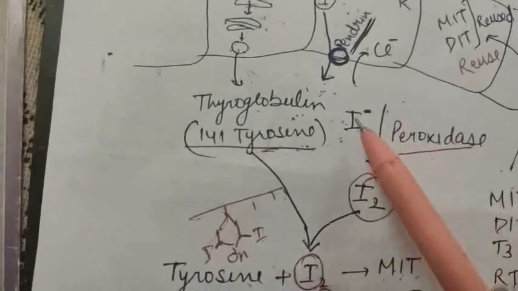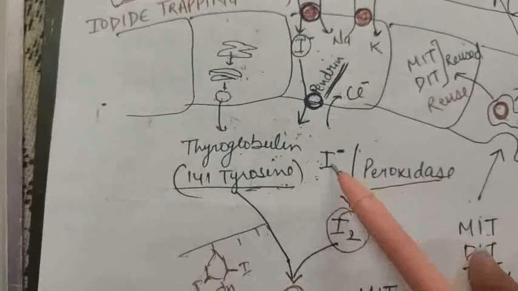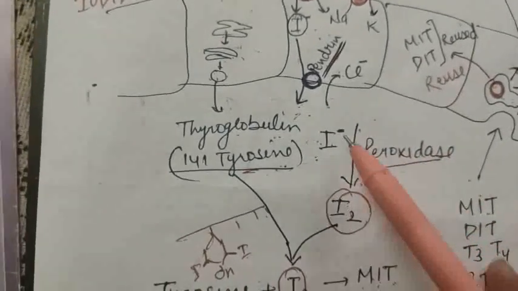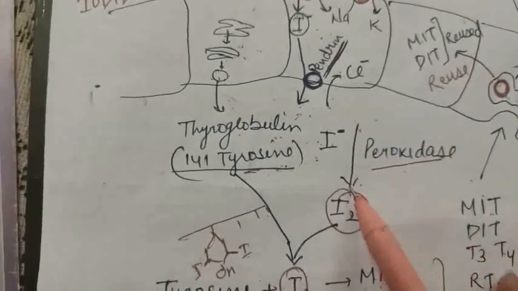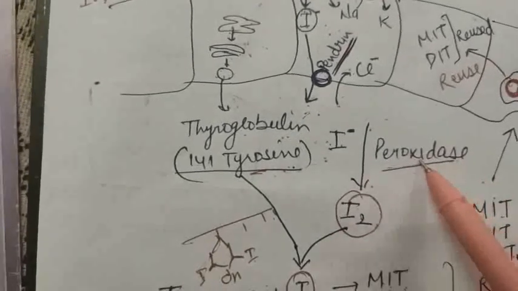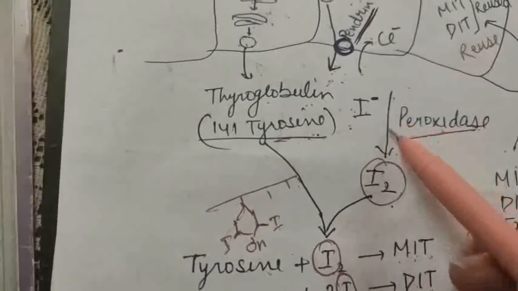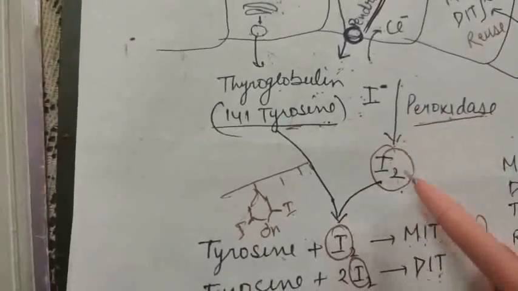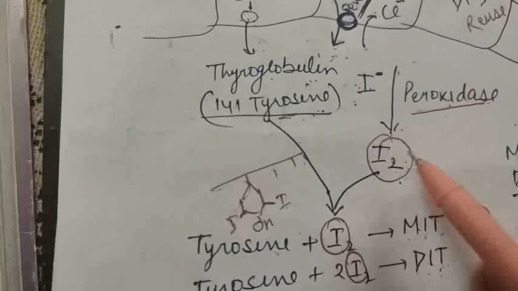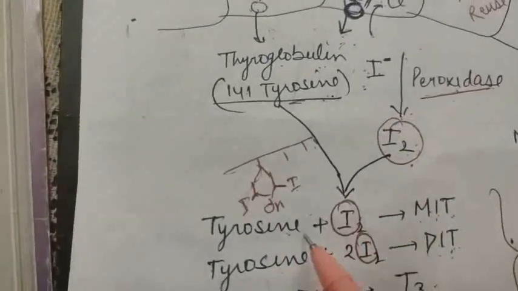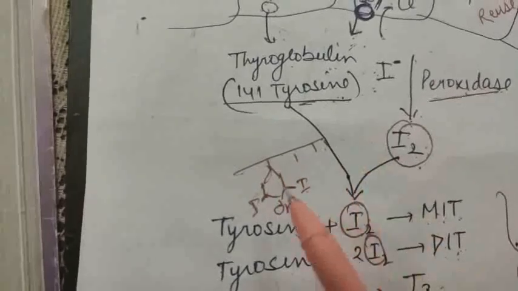Basically, iodide has come to the colloid part, and now there is a need for peroxidase. This peroxidase oxidizes the iodide into an iodine molecule. Now this iodination occurs. When this iodine molecule is ready, it combines with the tyrosine residues which are present.